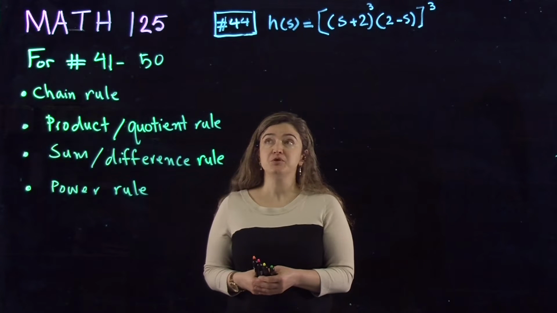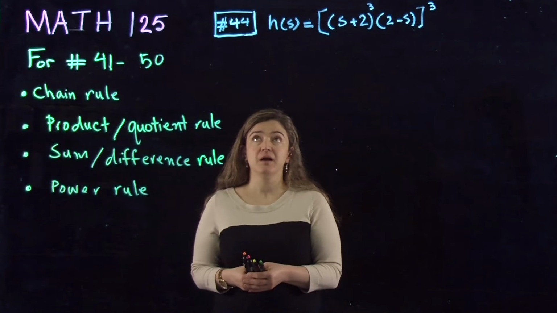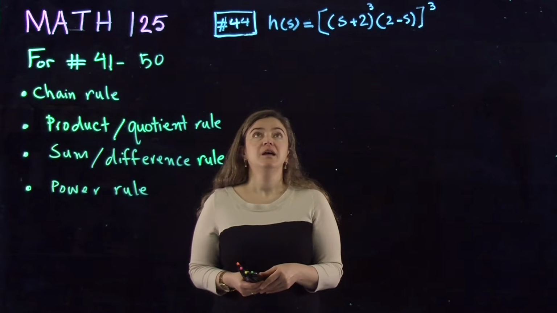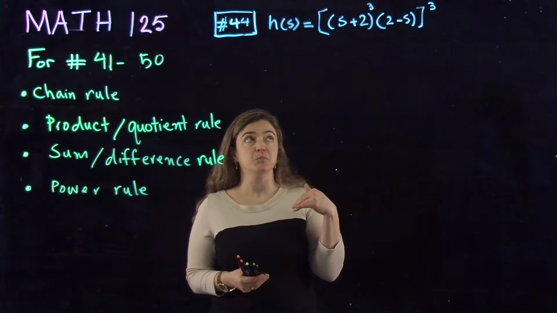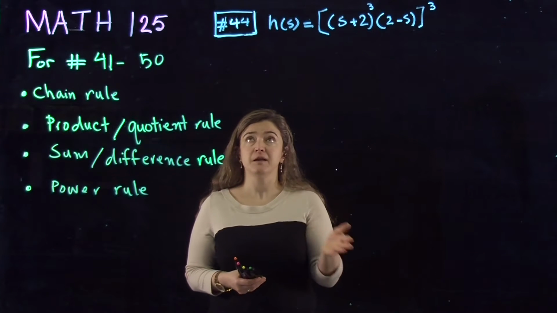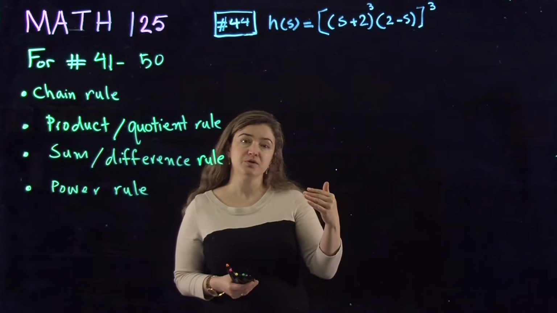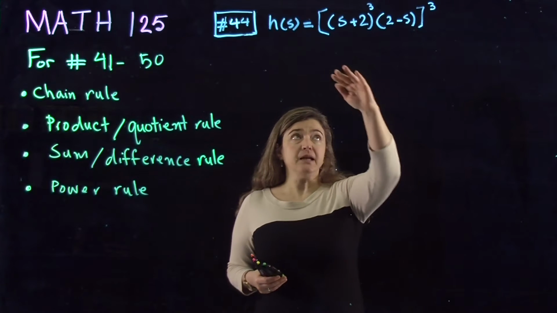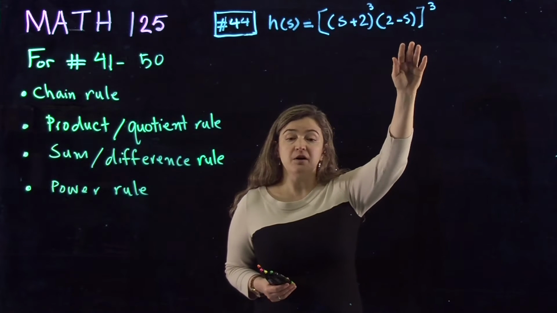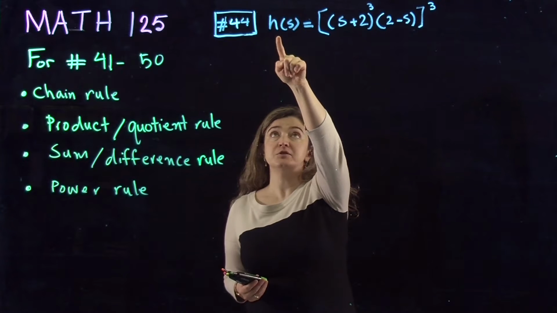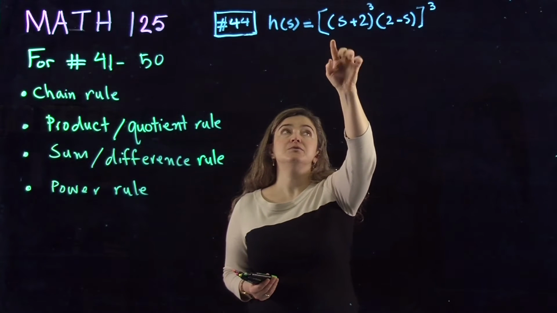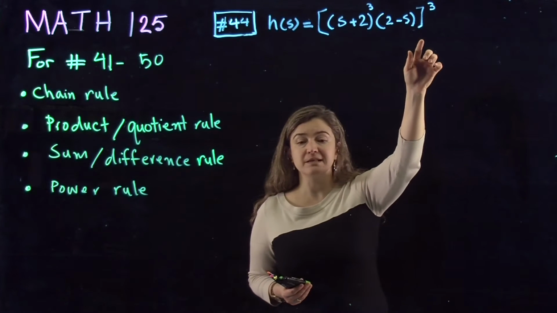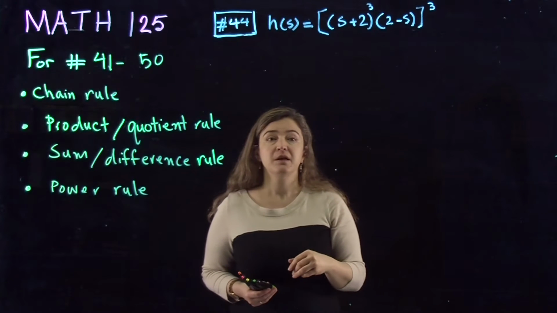We're continuing with Math 125 Gateway questions, this time question number 44 out of the pool of questions 41 to 50. Again, this type of problem out of this pool requires multiple use of either chain rule, or chain rule and product rule and quotient rule. In here, one way to solve this problem, we're taking the derivative of h of s equal to big parentheses s plus 2 to power 3 times 2 minus s, to the entire thing to power 3.